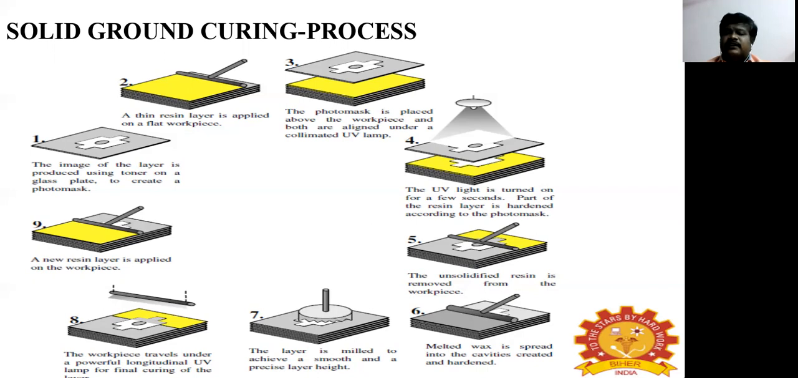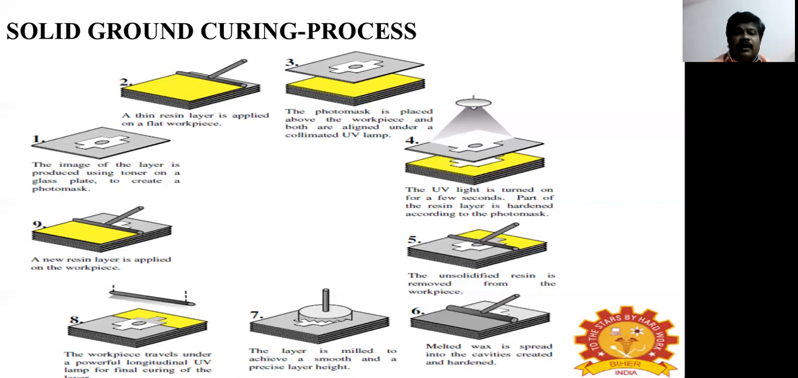Our resin is hardened according to the photomask. Fifth step: the uncured resin is removed from the workpiece. Sixth: melted wax is spread in the cavities. You can see the cavities created and hardened. Seventh: the layer is milled for achieving a smooth and precise layer height. Eighth: the workpiece travels under the longitudinal UV lamp for final curing. Ninth: a new resin layer is applied on the workpiece.